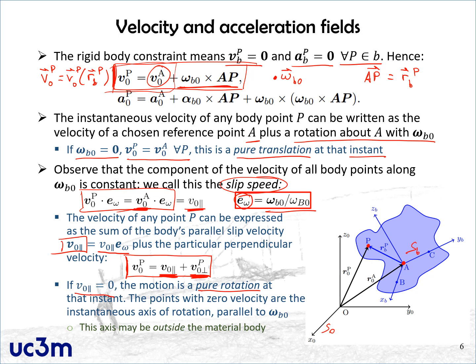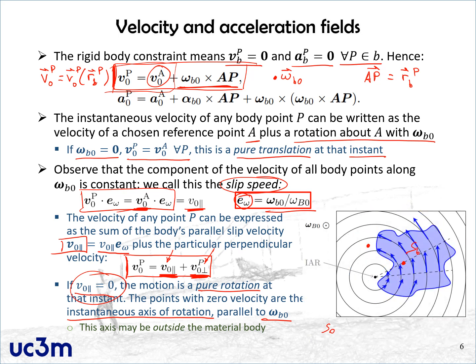Okay. Now, if we have a pure rotation, there are a set of points in the rigid body which have 0 velocity. Those are points where both the parallel velocity, which is 0 provided this condition, and also their perpendicular velocity are equal to 0. In that case, we have points that have 0 velocity, right? The collection of those points with 0 velocity is what we call the instantaneous axis of rotation, and it is a straight line in the direction of omega v0.